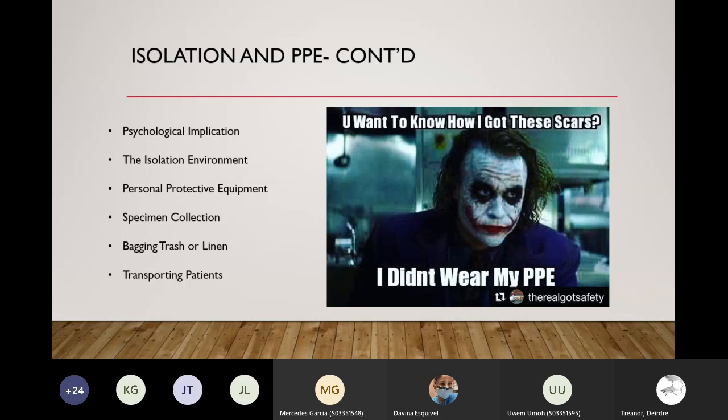Blood is usually collected by a lab tech. Stool specimen, clean gloves. Urine specimen, again, clean gloves. Trash and linen. Bagging helps prevent exposure and contamination of the environment. Do not double bag.